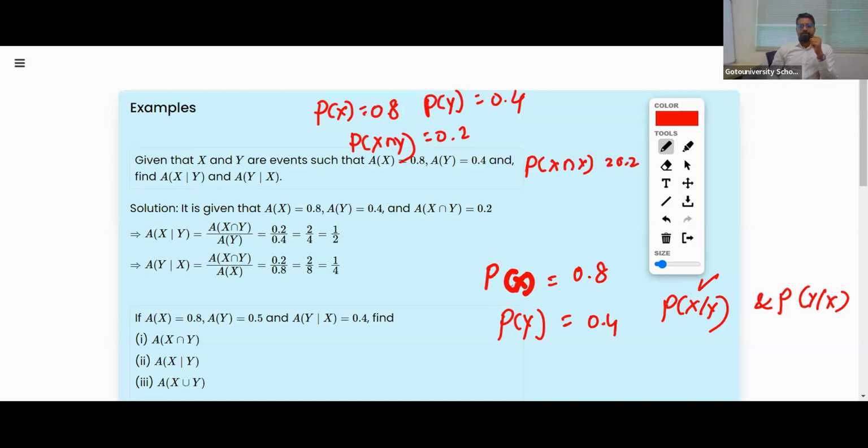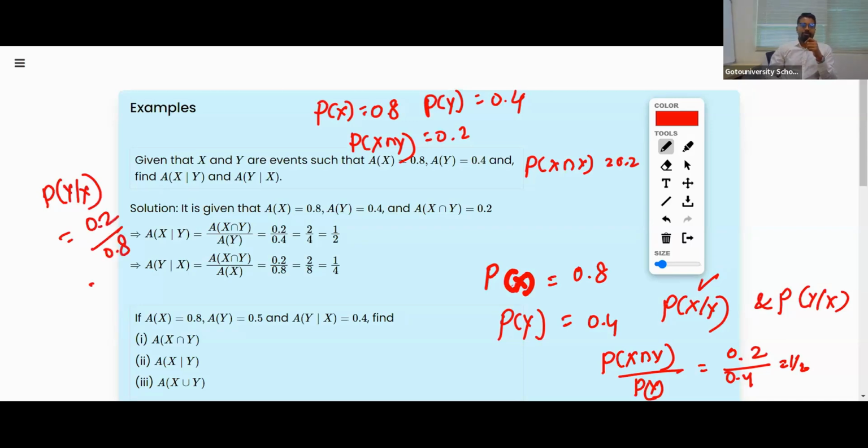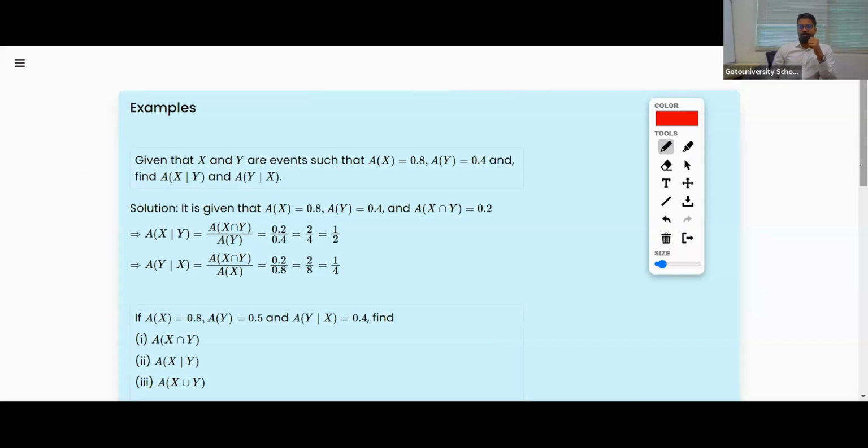Yes, we can easily find P of X bar Y. It is P of X intersection Y by P of Y. So what is X intersection Y? 0.2. And this is 0.4, which is 1 by 2. Similarly, P of Y bar X is 0.2 divided by 0.8, which is 1 by 4. It's a direct question, so we don't have to think anything. We just have to substitute in the formula to get the answer.